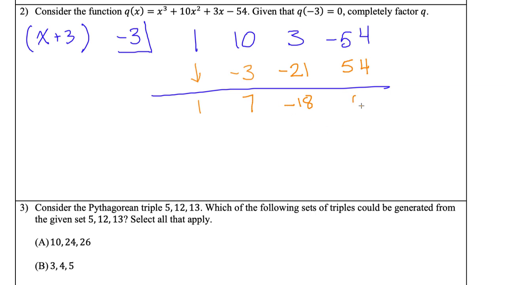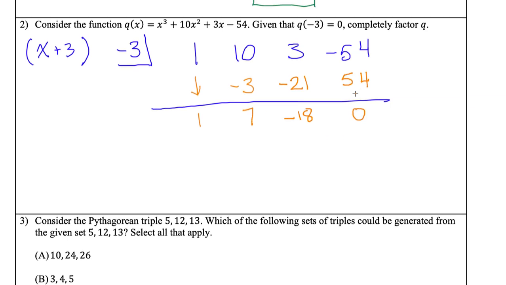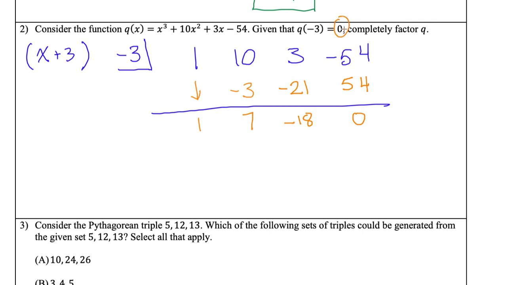But notice that our remainder is 0, which is what should happen. It said that this is equal to 0, which is the equivalent of saying that the remainder is 0. This is the remainder, it's 0. So far, we've done it correctly. Our polynomial that we have after we factor out this x plus 3 factor is 1x squared plus 7x minus 18.